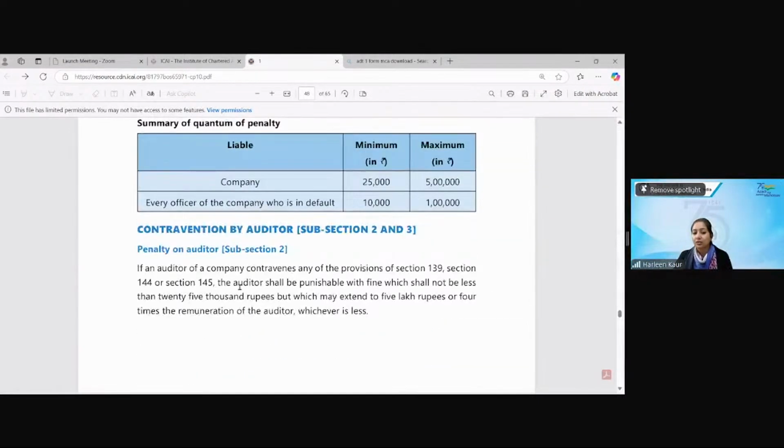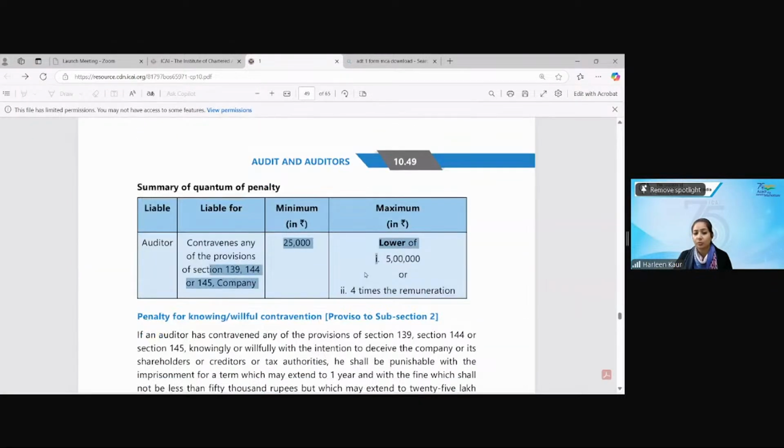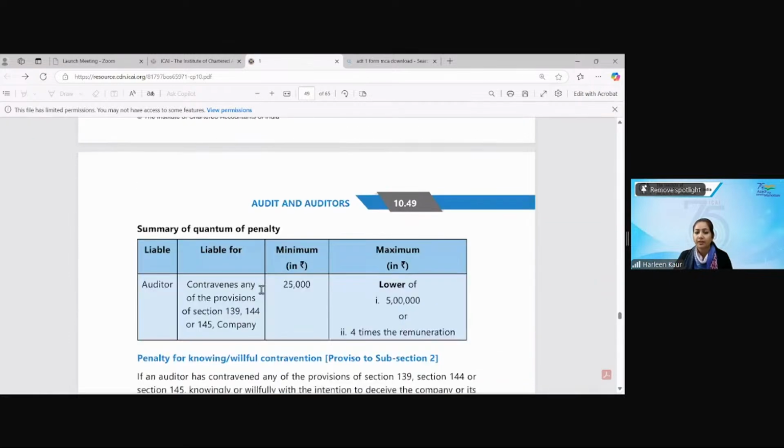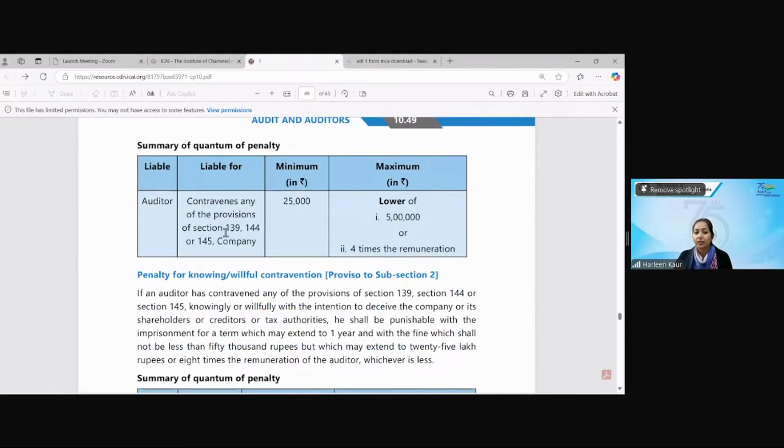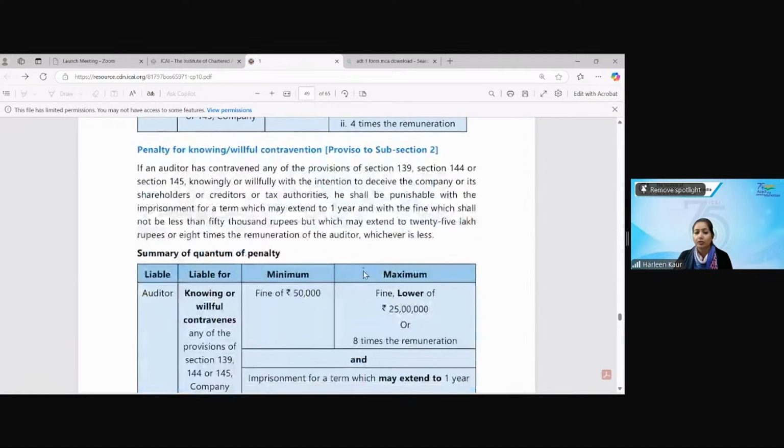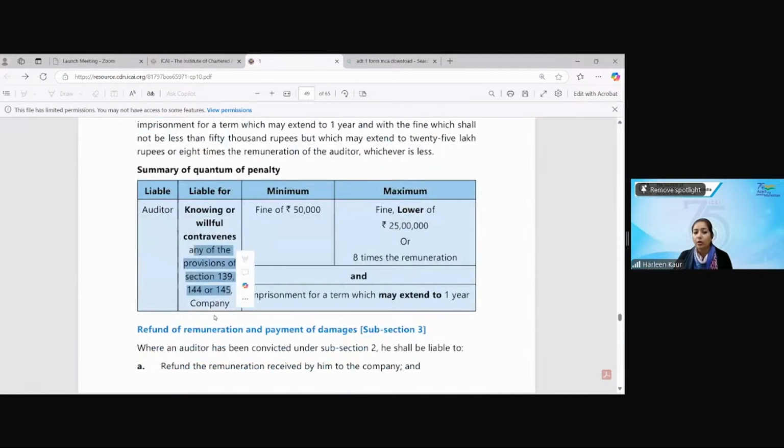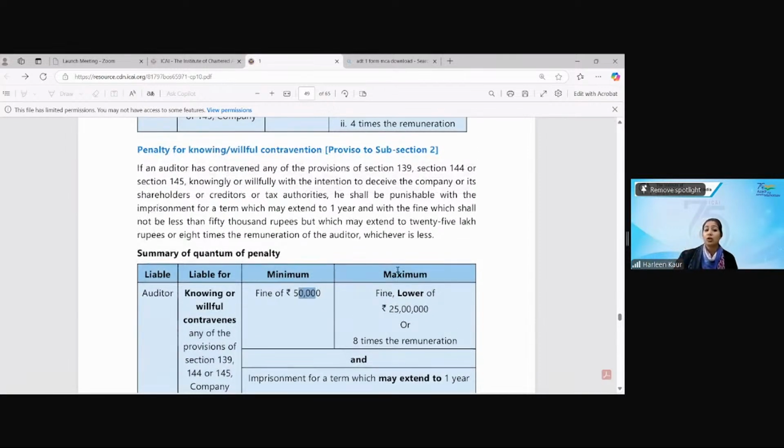So what my dear students have to do, you can just read this line 139, 144, 145, and then just come to this penalty. You simply refer to these tables that the Institute has made beautifully for you. You don't even need to read these lines. So you will read that any contravention of this is 25,000 to 5 lakh. And if you are willfully, knowingly contravening any of the provisions, 50,000 minimum fine and up to 25 lakh or 8 times the remuneration. See what a harsh fine.